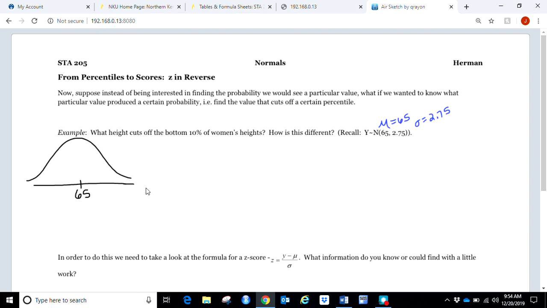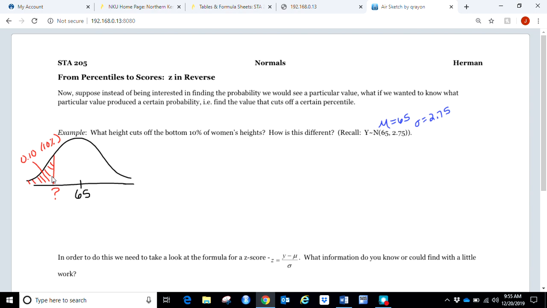What I do also know is that if I had everything to the left of 65, that would be the bottom 50%. So I want to find the bottom 10%. So I know that to have 10% is going to be somewhere over here. So I want this shaded area to be 10% or 0.1 in decimal form. And my goal now is to figure out, well, what height corresponds to that?